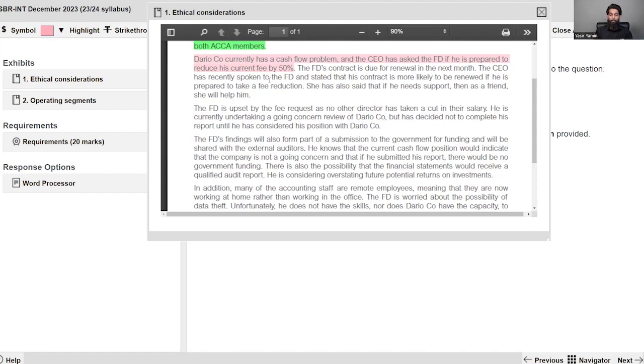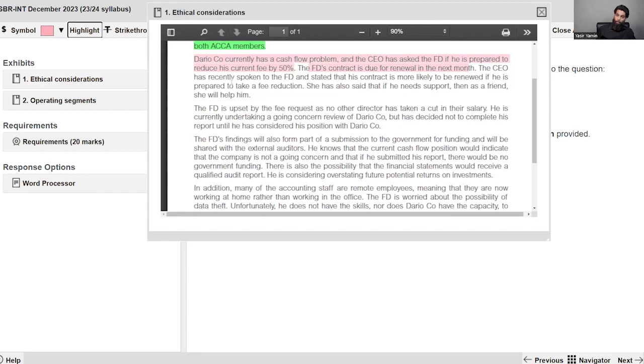Moreover, why would that person only be hired for a 6 month period on a contractual basis? This might be because that company is facing a cash flow problem. They don't have money to pay. And that is why they have even asked the finance director if he is prepared to reduce his fee by 50%, making it half. And the fact that the finance director's contract is also due for renewal in the next month. Do you see any ethical risk here?